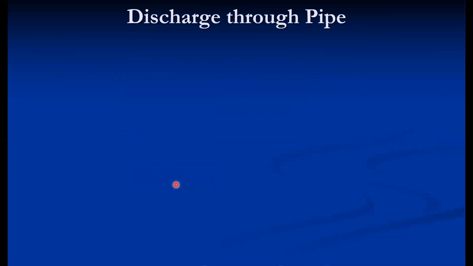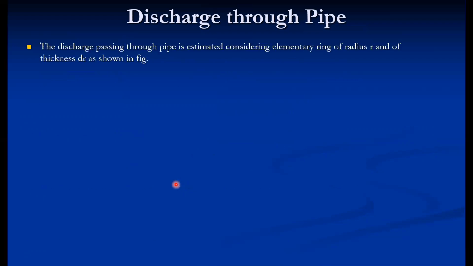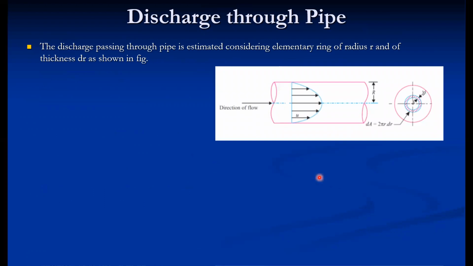Then the discharge through the pipe. So for discharge through the pipe, first of all, the discharge passing through a pipe is estimated by considering the discharge through an elemental ring of radius small r and thickness of the elemental ring, that is dr, as shown in figure. So first we calculate the discharge through the elemental ring, and after integration we can calculate the discharge through the entire cross section.